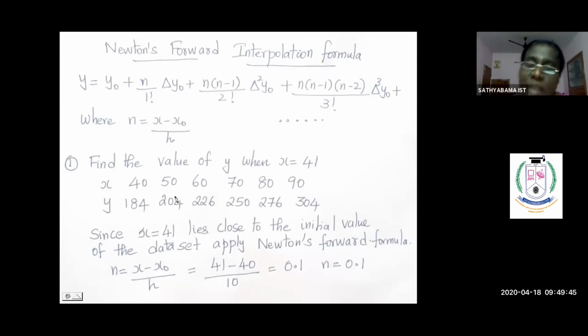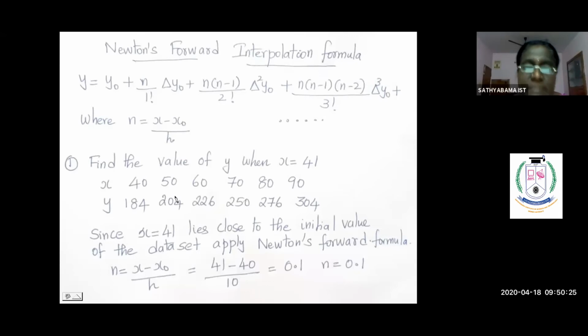Whenever the x value lies close to the initial x value of the data set, we use forward. Whenever your x value lies close to the final value of x, or the end value of x, we use the backward interpolation formula. So first thing is, whenever a problem under interpolation is given, first checking is to identify whether the x values are equally spaced. Then, if it is equally spaced, go for the next checking. What is the next checking? What is the y value you need to calculate for the corresponding x? That x value identified.